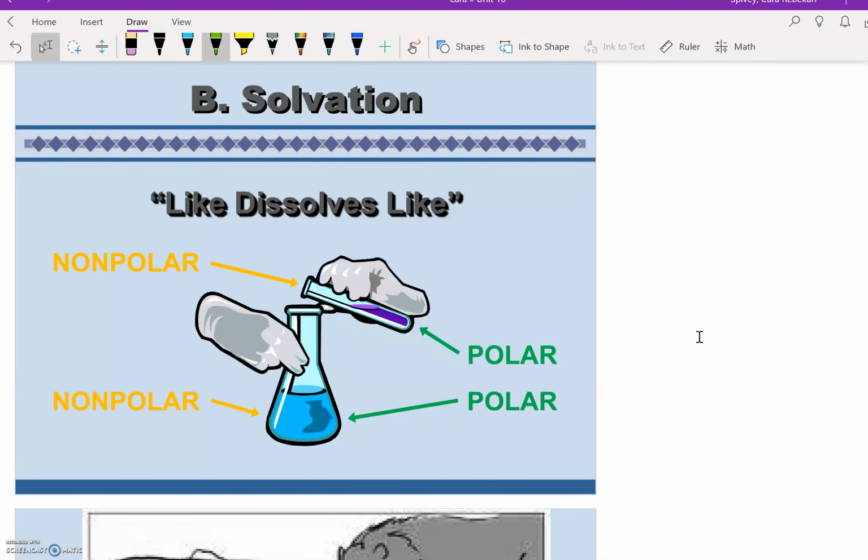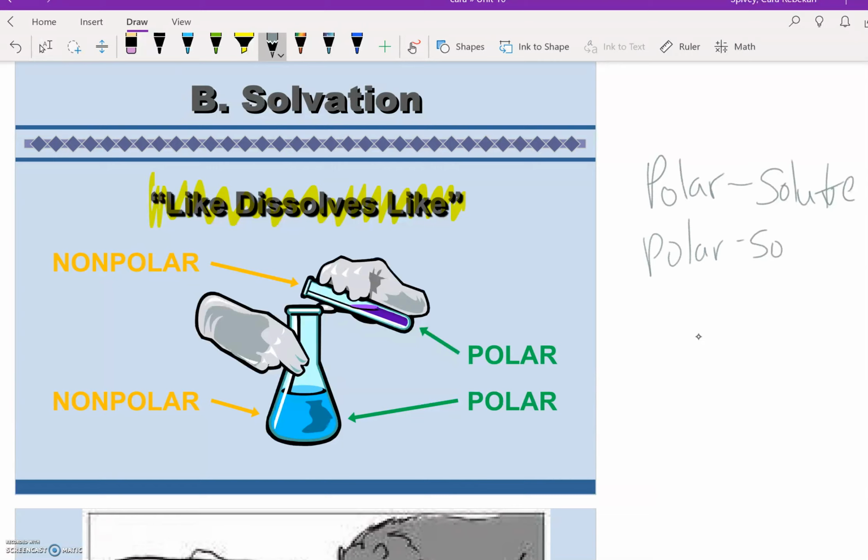Here is a little saying that helps us to remember. It's "like dissolves like." What that's talking about is if you have something that's polar that you need to be dissolved, you are going to need a polar solute. You are also going to need a polar solvent in order to get that dissolved. So if you want to take something like oil and dissolve it with water, this is never going to happen.